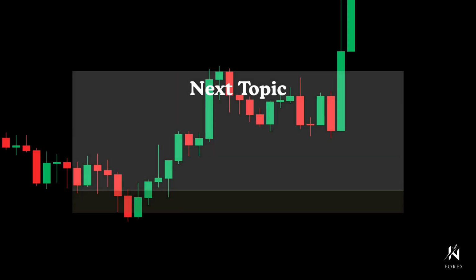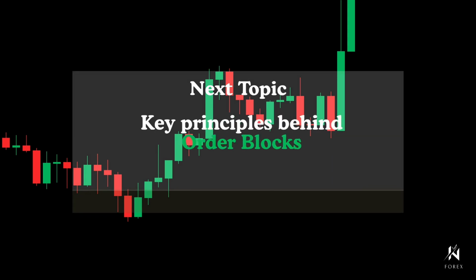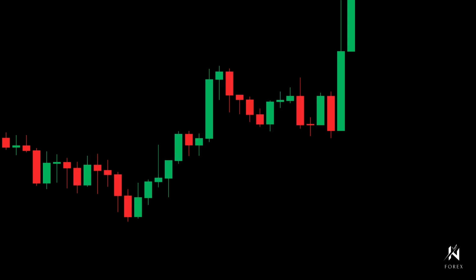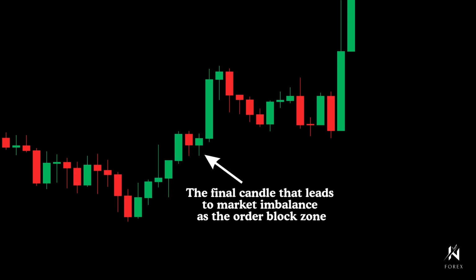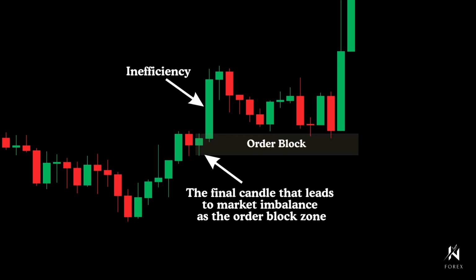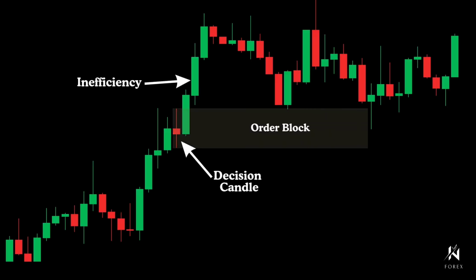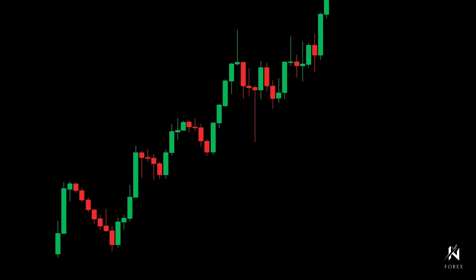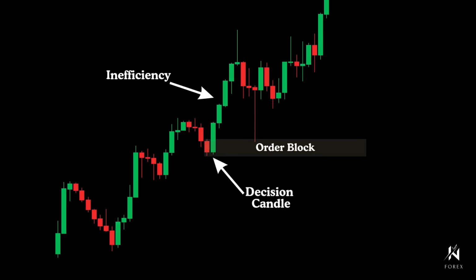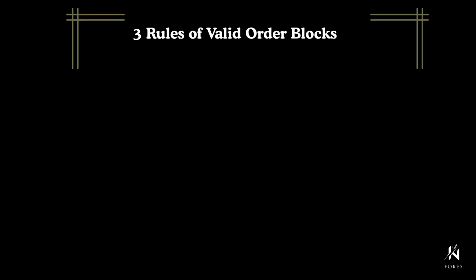So first, let's go over some of the key principles behind order blocks and smart money concepts. In simple terms, we identify the final candle that leads to market imbalance as the order block zone, because we assume that this is the point where major decisions were made by smart money. At times, order blocks are located right at the beginning of a strong impulsive move. And in some cases, they appear mid-move as a candle that can either match or contrast the color of the trend. We follow three main rules to spot a valid order block.